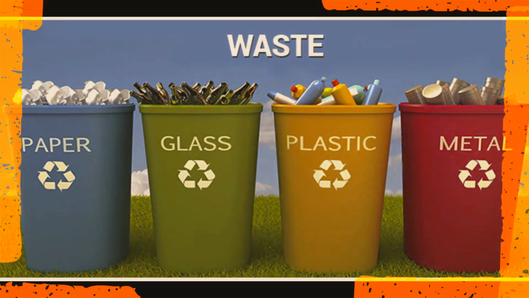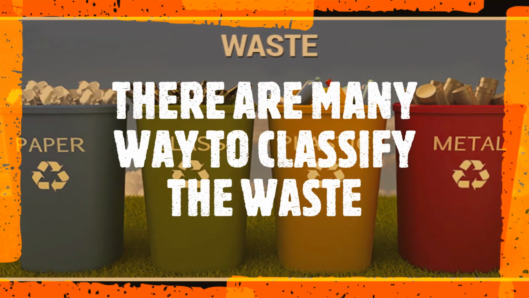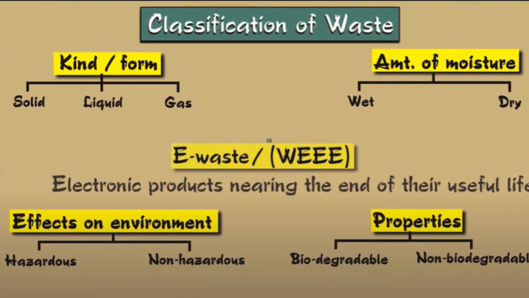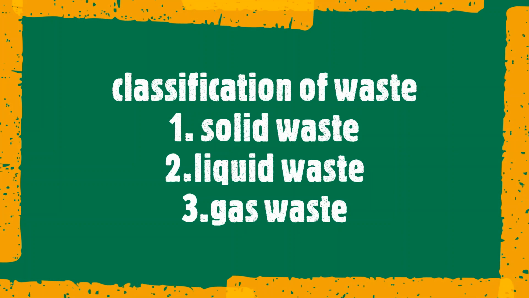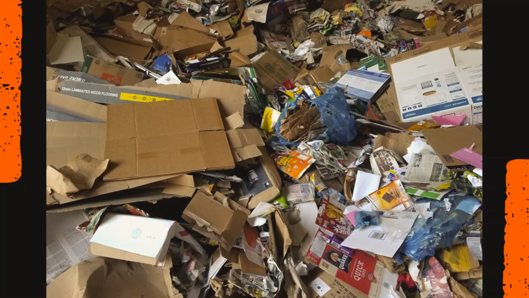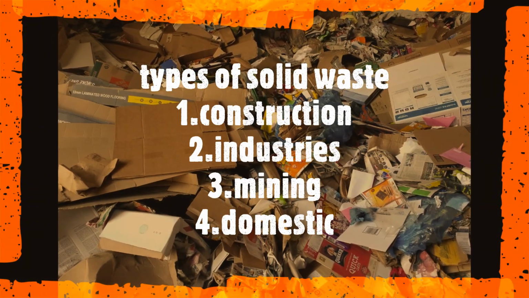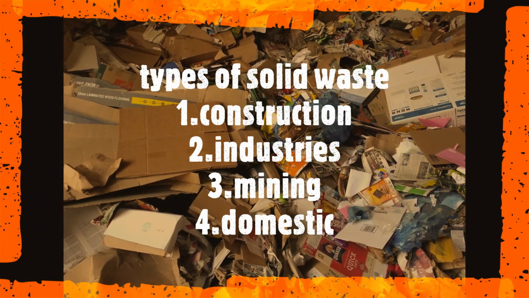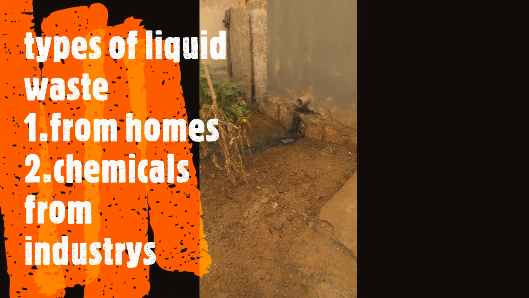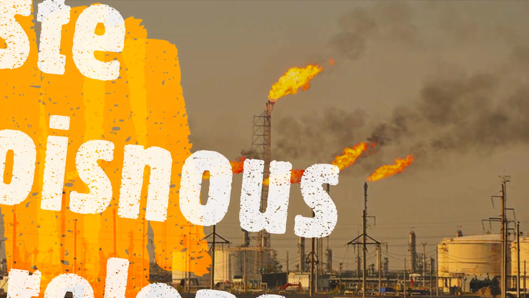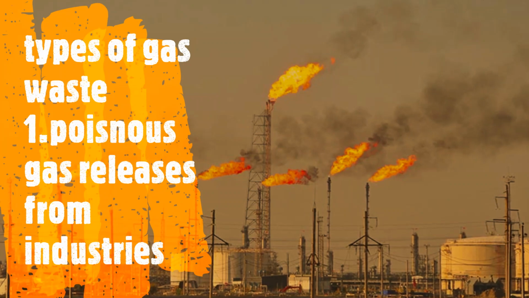How to do that? There are various ways to classify the waste. According to the kind or form of waste, they are classified into three categories: solid waste, liquid waste, and gaseous waste. Solid waste can be seen easily and also can be separated easily, like from industries, mining, domestic, or construction. And then liquid waste is mainly from industries and homes. And the gaseous waste includes poisonous gases from various industries.